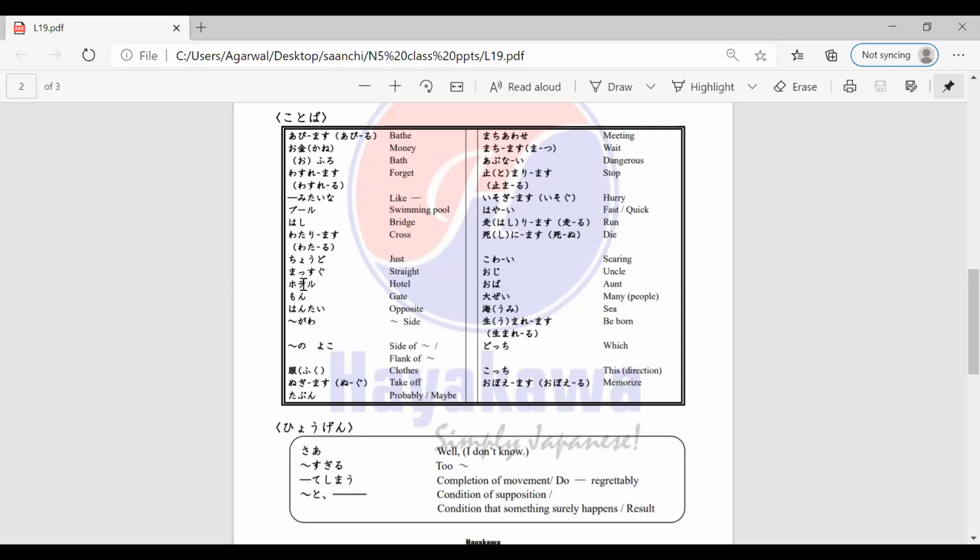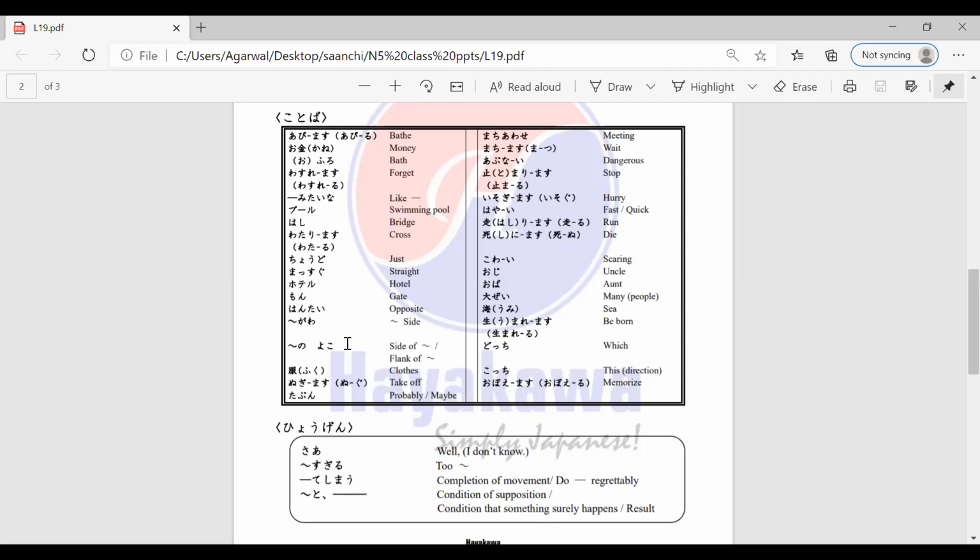which means to cross. Right? So the next word after that is masugu. Masugu is straight. Right? And the next word is hoteru, which means hotel. So the next word is mon, which is gate. The next word is hantai, which means opposite.